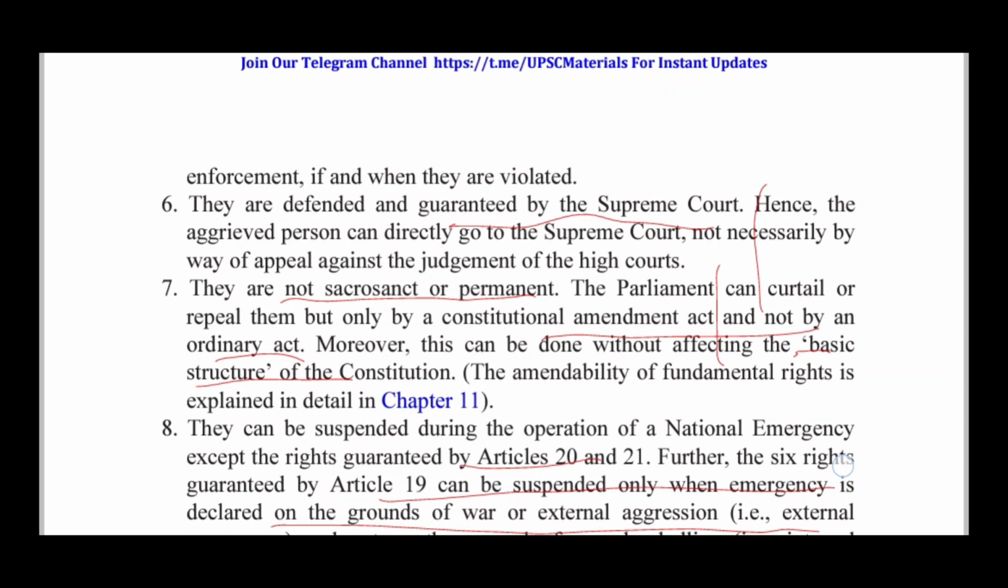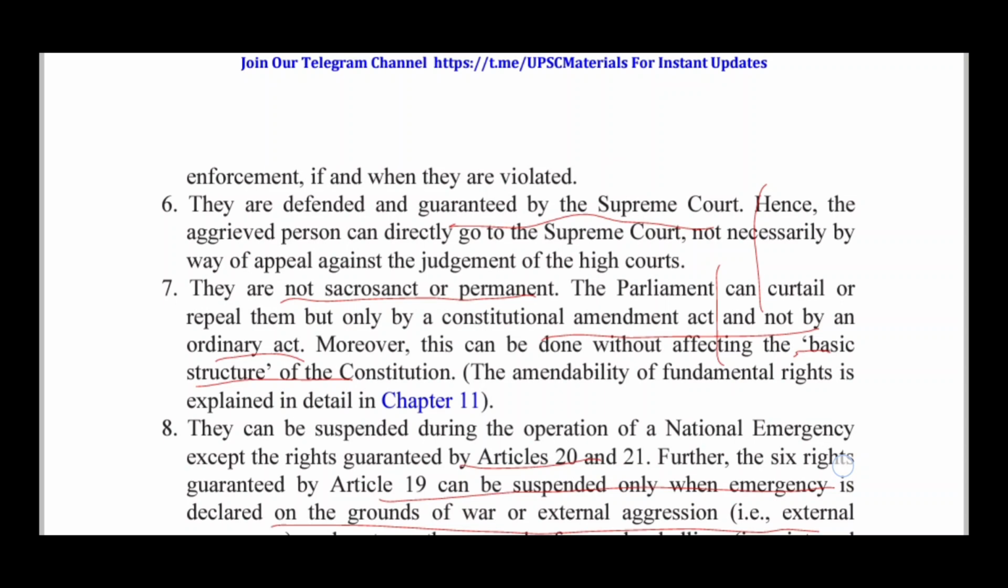Okay, so feature 6 is that all the fundamental rights are defended and guaranteed by the Supreme Court. Then feature 7 is that they are not sacrosanct or permanent, which means that when it is needed, Parliament can make some changes in the fundamental rights. But for making changes in the fundamental rights, Parliament needs a constitutional amendment. It is not possible through an ordinary act. So by constitutional amendment, they can make changes in the fundamental rights.